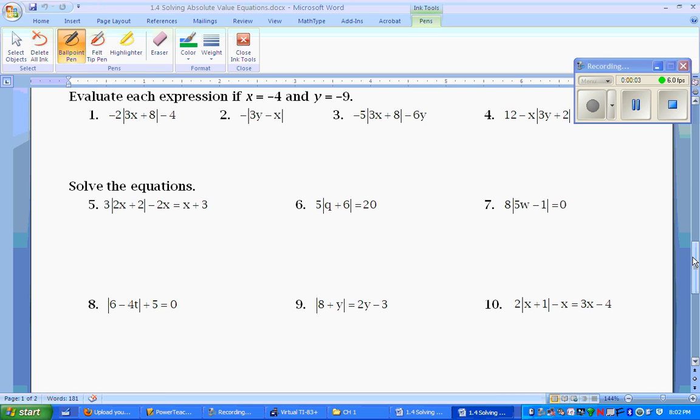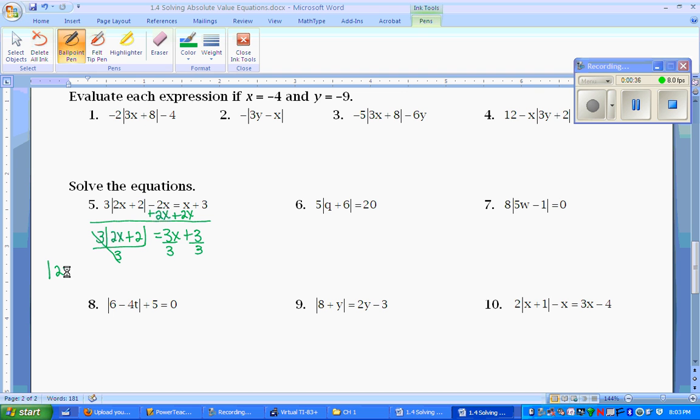In number 5 on tonight's homework, remember that for 5 through 10, you have to set up 2 different cases. We don't set up 2 different cases until this absolute value part is completely isolated. So first we would get rid of the 2x by adding it to both sides. Then we can divide by 3 to every single term.